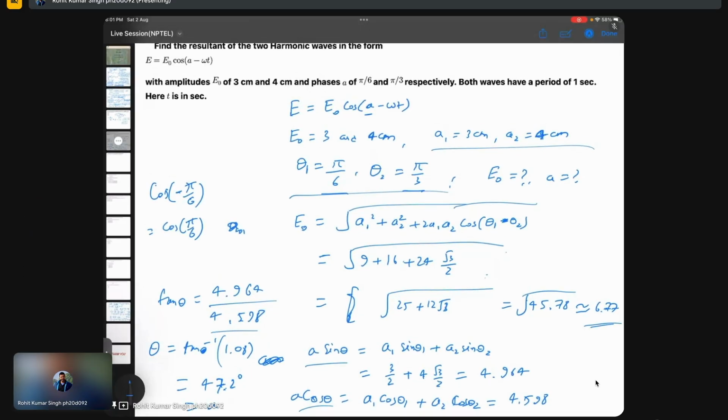So other than that, everything is fine, right? You'll have to use a calculator for these calculations. Yeah. So okay, then let's move to the next problem.